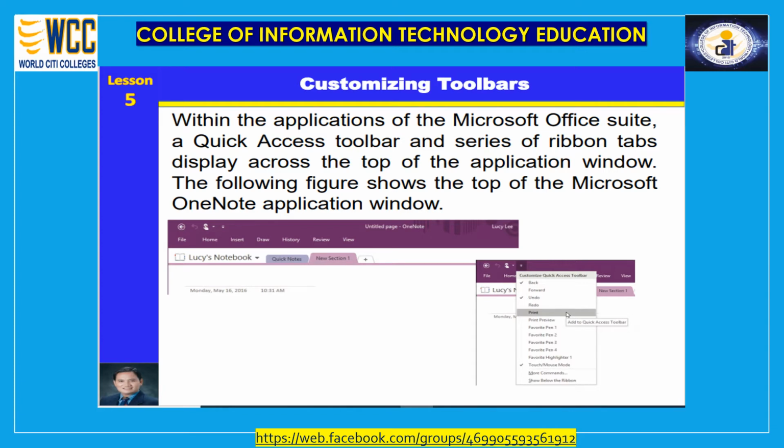The Quick Access Toolbar contains shortcuts to commonly used commands. At the right end of the Quick Access Toolbar is the Customize Quick Access Toolbar button. Click it to open a menu of commands that you can add to the Quick Access Toolbar with a single click. The commands that appear in the menu can be toggled on or off the Quick Access Toolbar. Commands that are currently on the toolbar display a check mark within the menu.